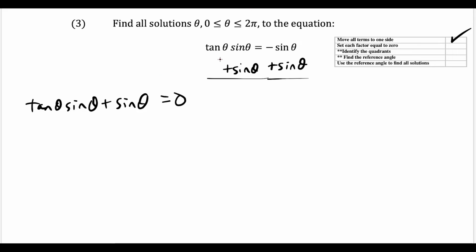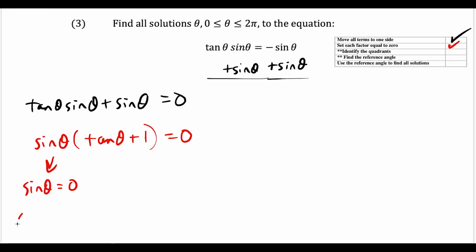Now first we have to factor this, and then we'll set each factor equal to 0. So we're going to factor out sine theta, and we're going to have tangent theta plus 1 left over like this. So now we're setting each factor equal to 0. So we want to know when is sine theta equal to 0. And this starts us off with the solution. We have 0, pi, and 2 pi.